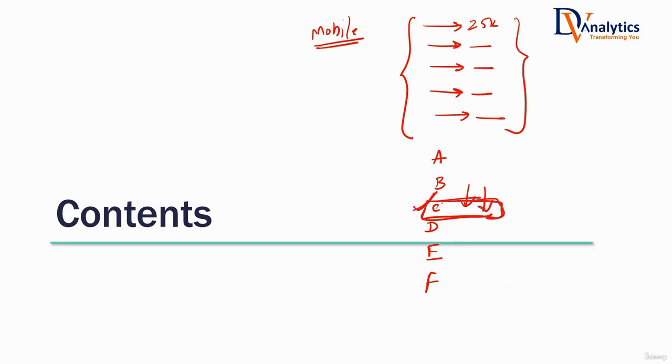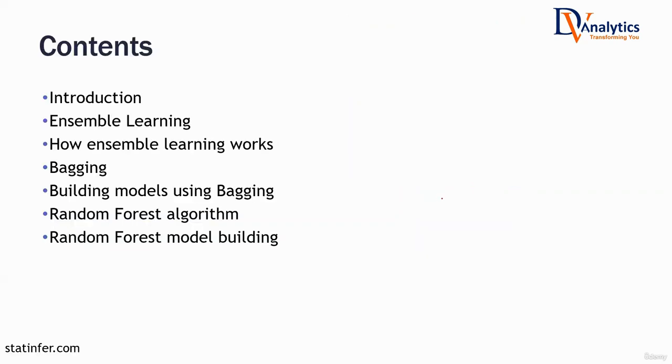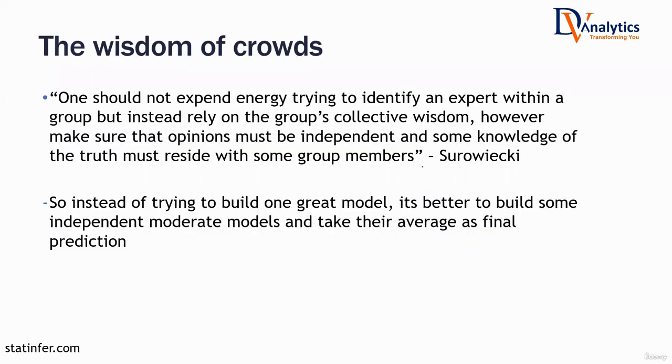That particular concept that we follow is known as wisdom of crowds. What is wisdom of crowds? One should not expend energy trying to identify an expert within a group. You will not go to a mobile engineering expert and ask which phone you should buy. No, you don't do that. Instead, you rely on the group's collective wisdom. If most of a group of smart people are saying go for it, we tend to go for it. That is known as wisdom of crowds.